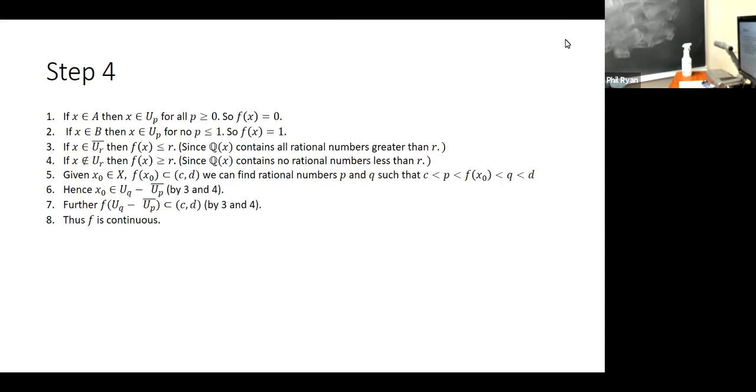And so why does this work? Remember what we want it to do. We want it to be a continuous function, which is 0 on A and 1 on B. Well, the last two things are pretty straightforward, right? If x is in A, then x is in U_p for all p greater than or equal to 0.